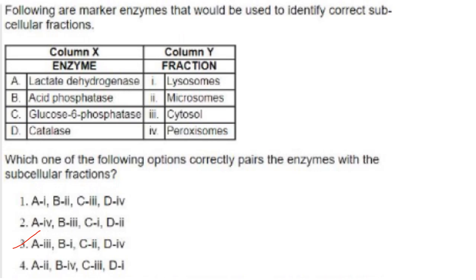A3. Acid phosphatase is your lysosome. B1. Glucose 6-phosphatase is microsomes. C2. And catalase is found in the peroxisome. D4. So this was an easy match the following. So answer is option 3.